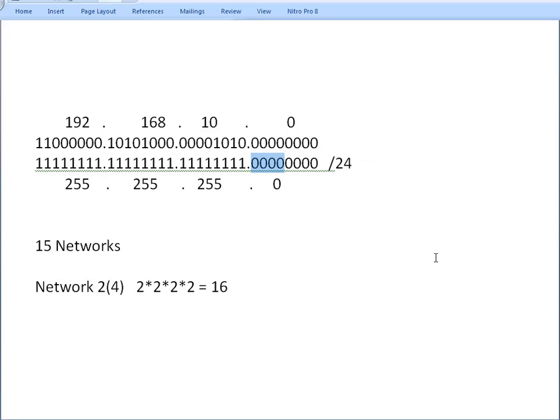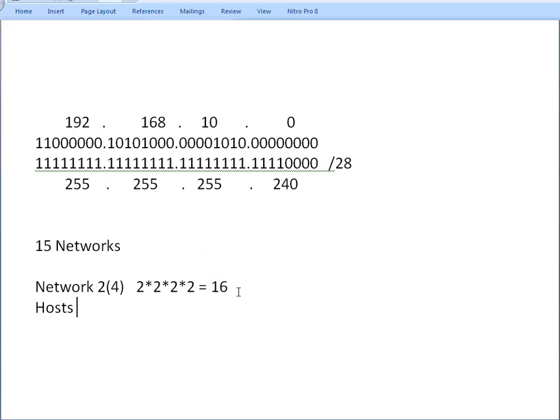So 4 zeros, I will change them into 1s. 1, 2, 3, 4. Now the prefix length is going to change to /28 because there are 4 extra 1s. And my subnet mask will be 240. So if you borrow 4 bits, the subnet mask will be 255.255.255.240. The prefix length /28, and that will give you 16 networks.